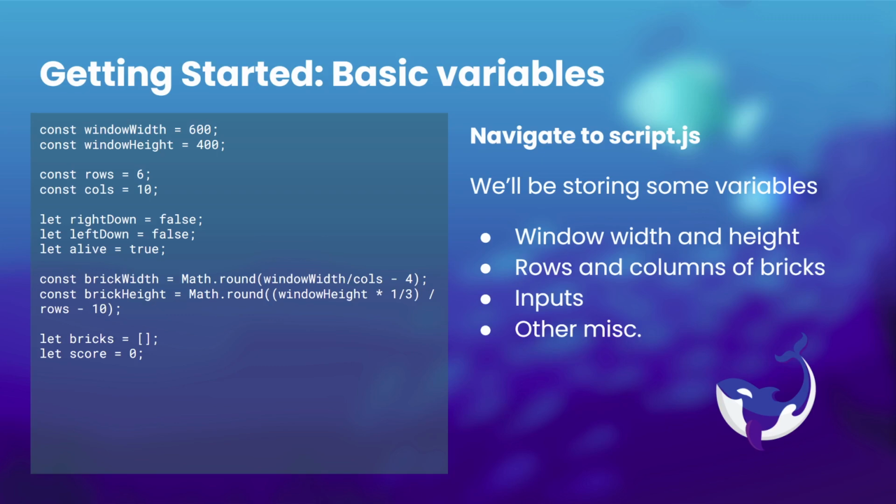We have our right down, left down variables. These act as our right and left inputs. We have alive, which is a variable that indicates whether or not we're alive, obviously.